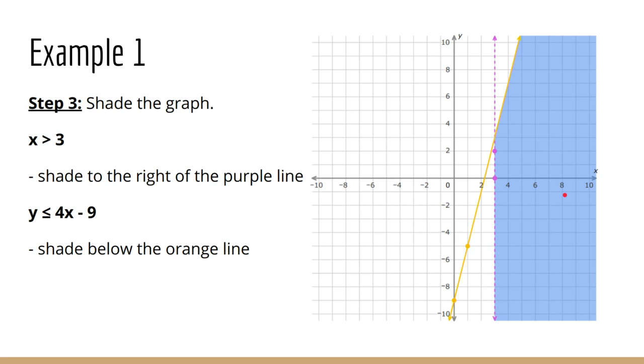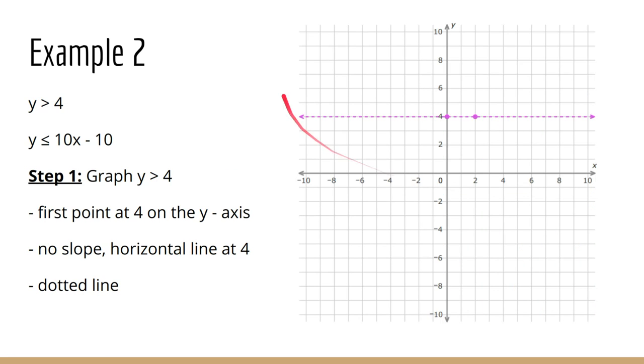We're going to do 2 more examples, and then you're going to try one by yourself. So my second example here, my system of inequalities is y is greater than 4 and y is less than or equal to 10x minus 10. So first step is we're going to graph y is greater than 4.